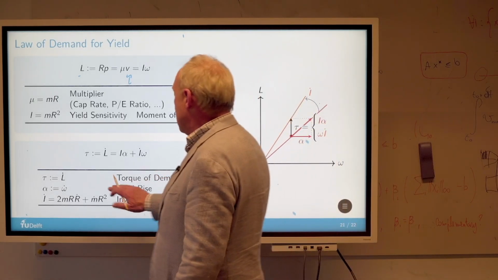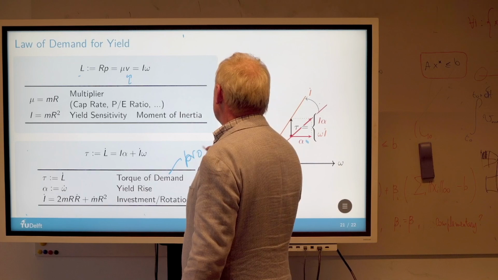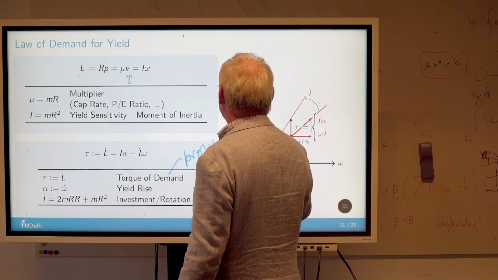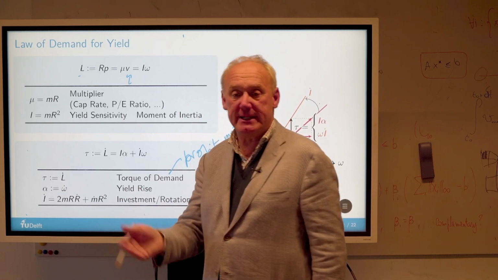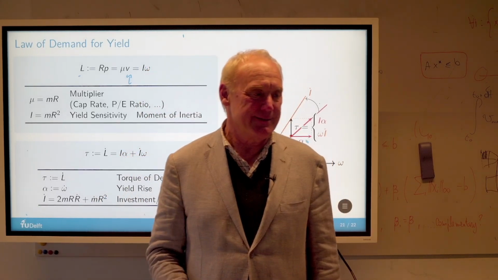Where are we? We have this thing that we can call the torque of demand, or in general, something we might call the profit motive. Some kind of business motive, some motive you have to go and run this business. All right.